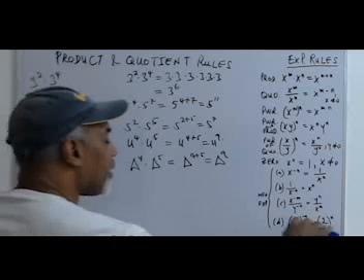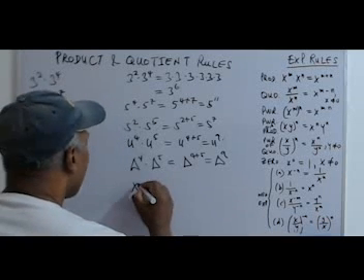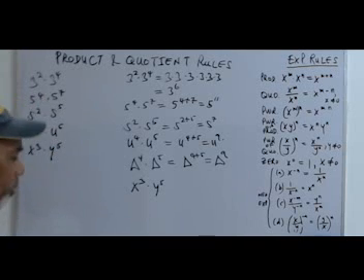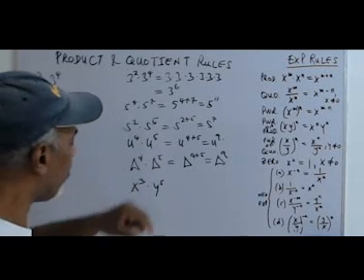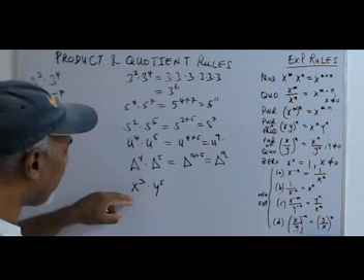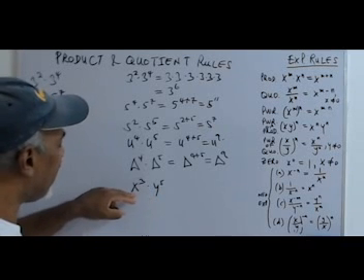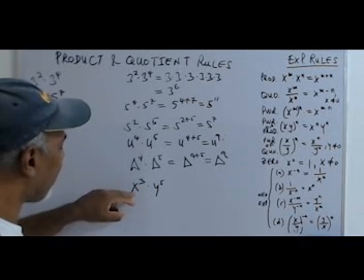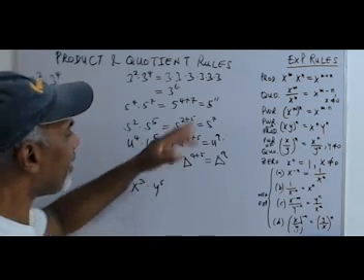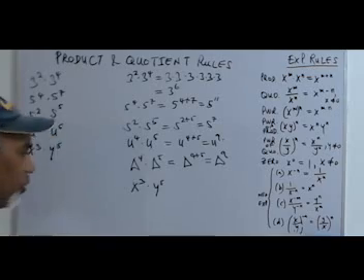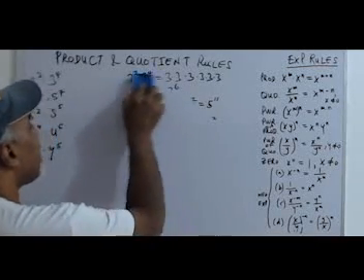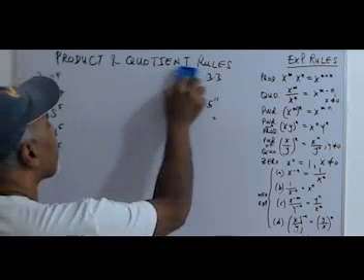Now, let's look at this last one here. We have x cubed times y to the 5th. Now, in this problem, we can't apply the product rule because, yes, these are both exponential expressions, but the base is different in each factor. In this factor, the base is x. In this factor, the base is y. So we can't simplify this using the product rule. Next, let's look at some division problems. These were all multiplication problems.